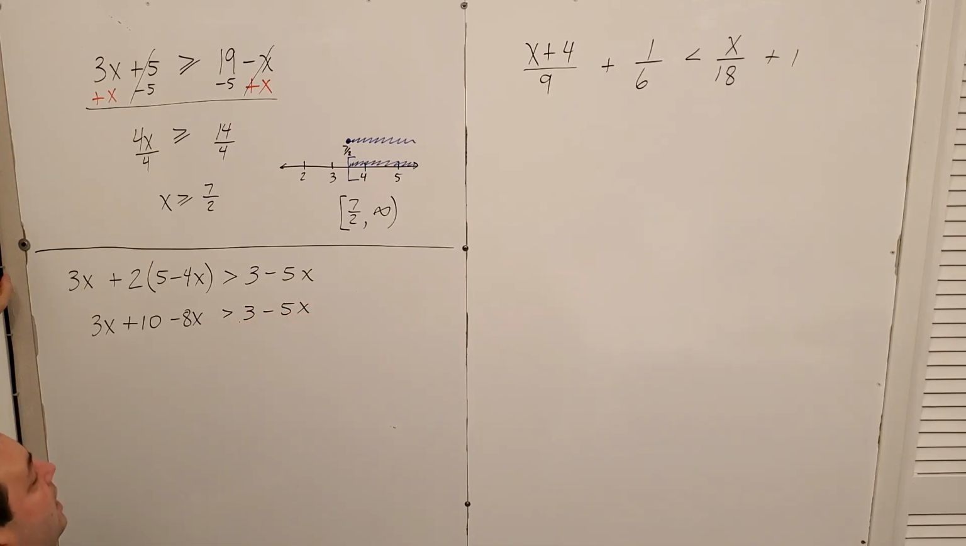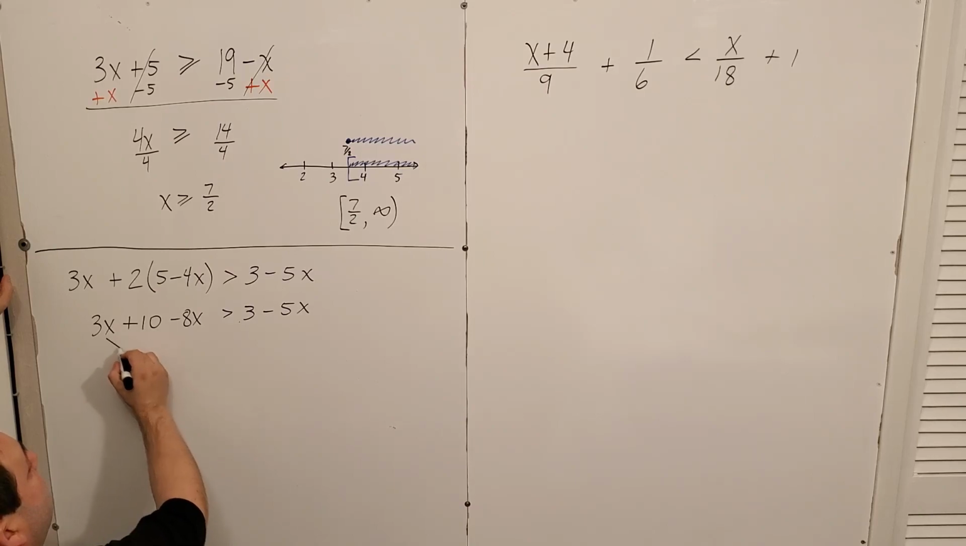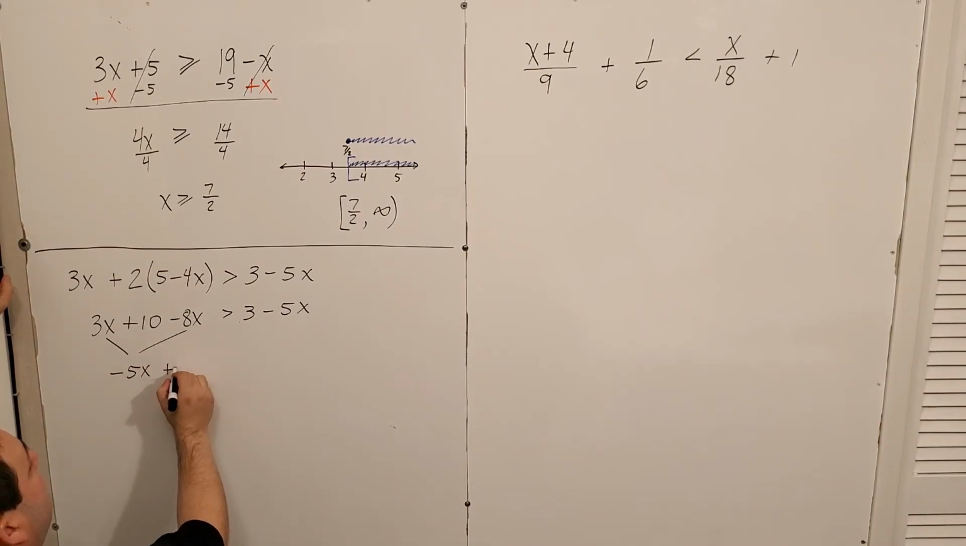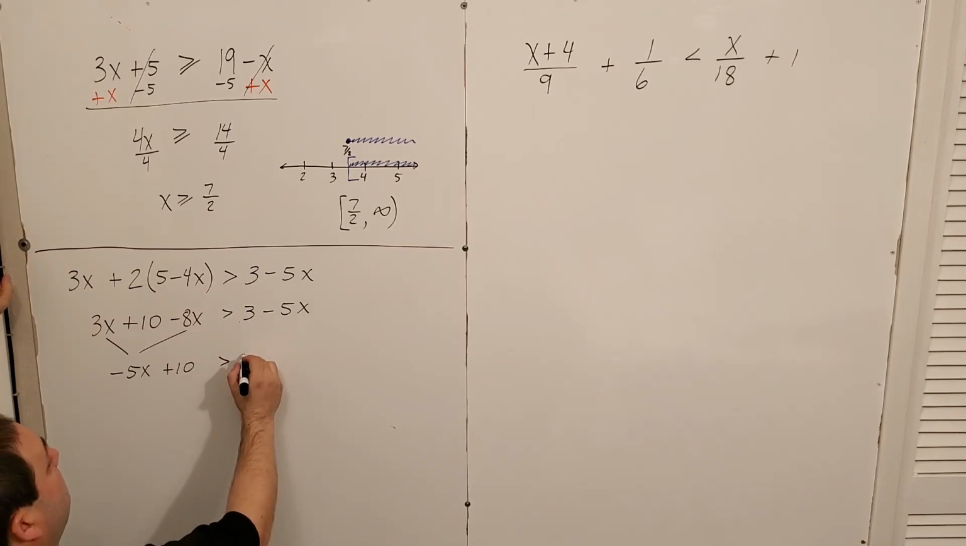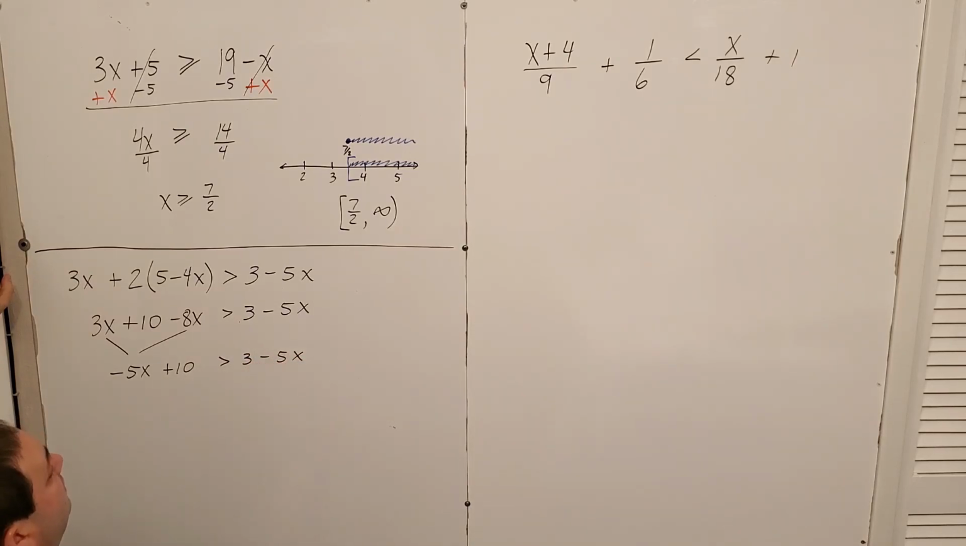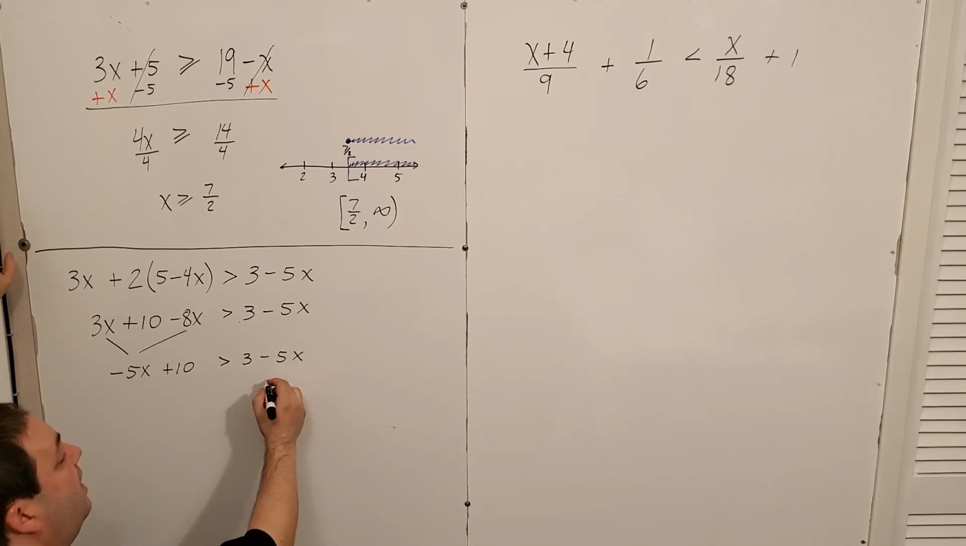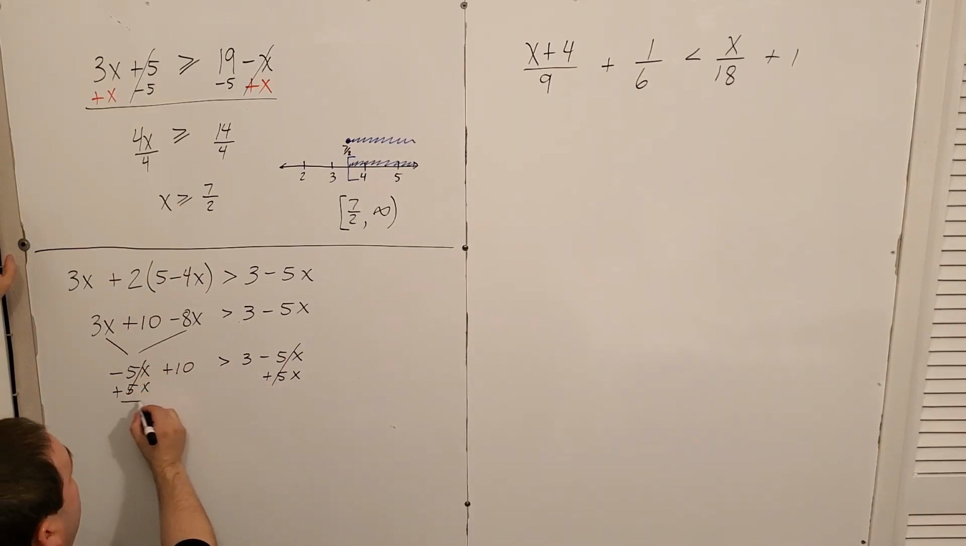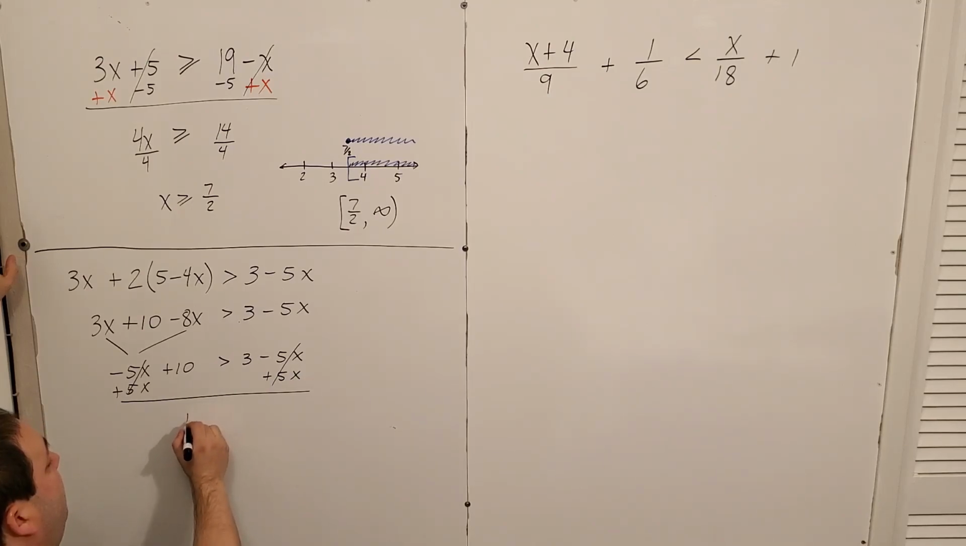I'm going to combine like terms. The 3x and the negative 8x give me negative 5x. I'm going to add 5x because I don't want this one anymore. That causes me to also add 5x over here. And I'm left with 10 is greater than 3.